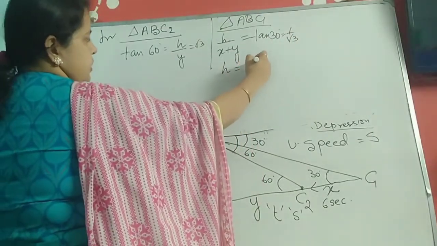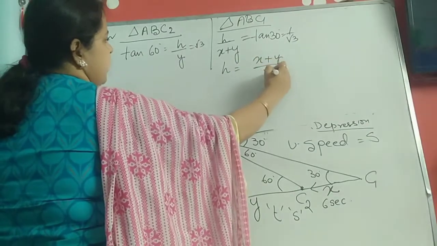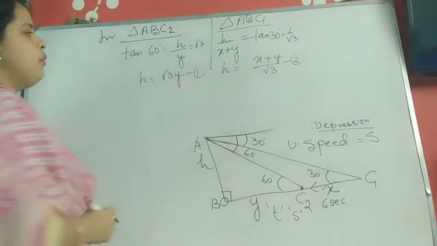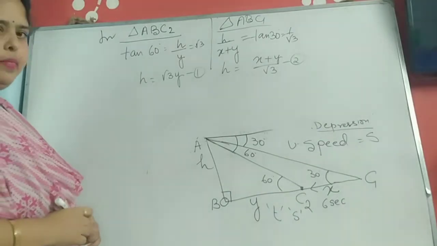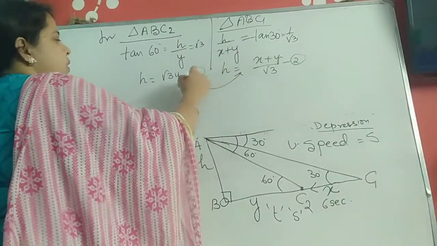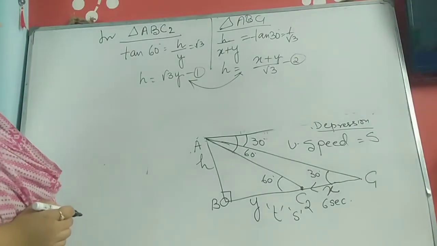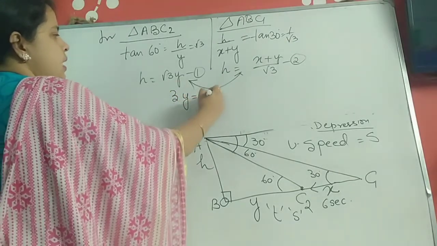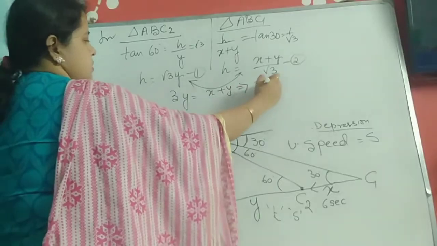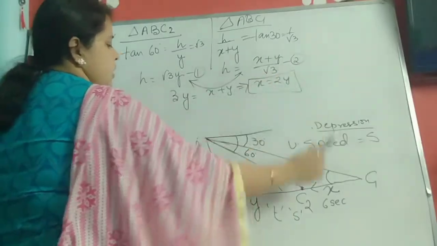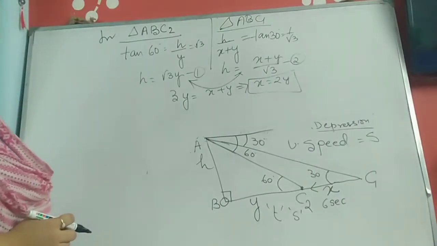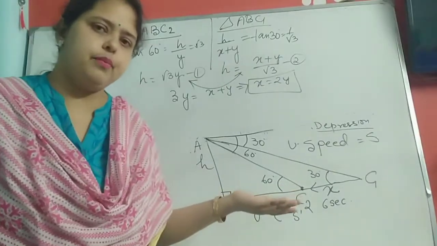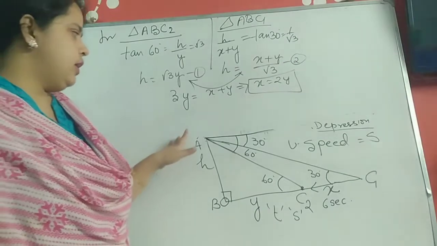Now tell me what is h here? x plus y by root 3. And what is h here? Root 3y. Similar to the last problem, let us equate number 1, number 2. After equating, we are going to get a relation between x and y. That was my purpose, to find out a relation between these two distances. Understood? These two distances.